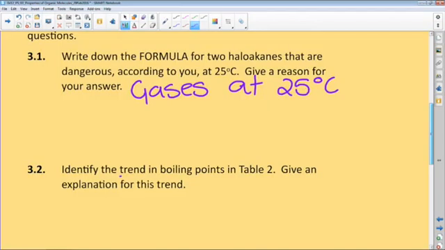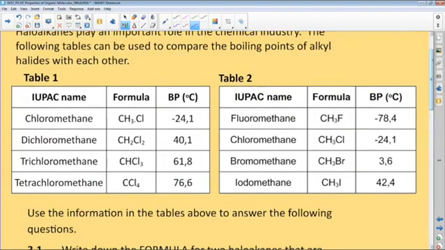Now, identify the trend in boiling points in table 2, and give an explanation for the trend. So, we go back to table 2, and we say, fine, the trend is this.